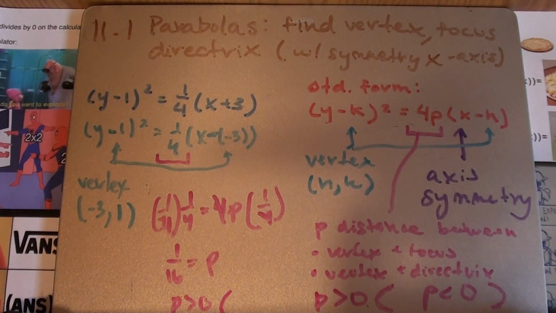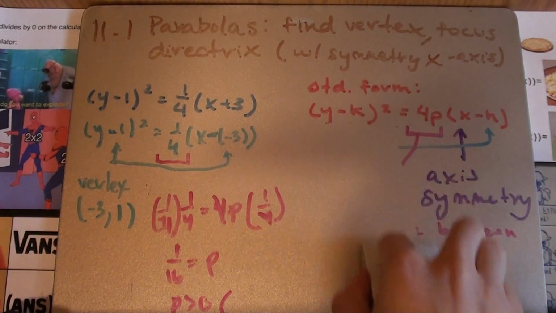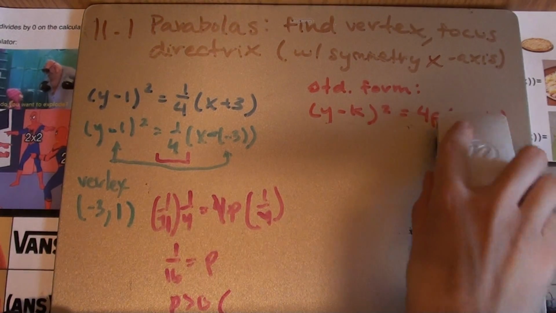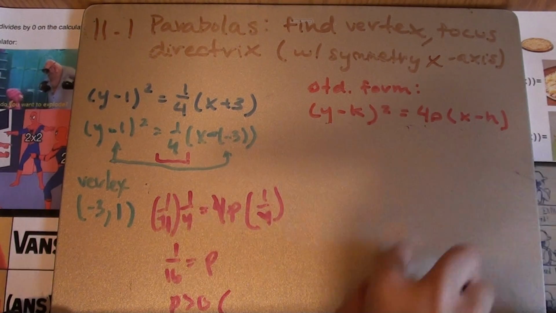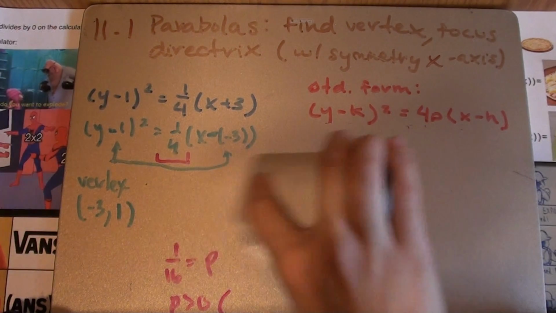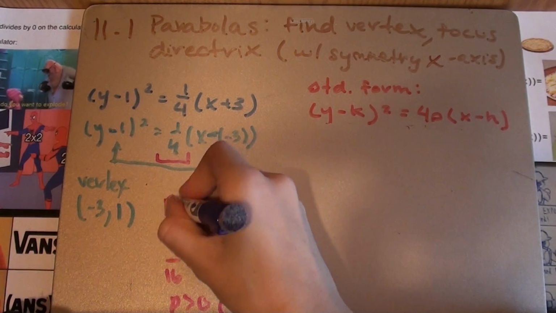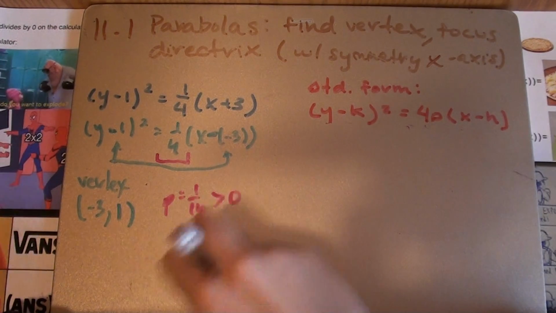So now that we've found our p and we have our vertex, we can go find our directrix and our focus. So I'm going to get rid of this work here so we can do some graphing and see what we're working with. We know our p is 1/16. We know that's greater than 0.